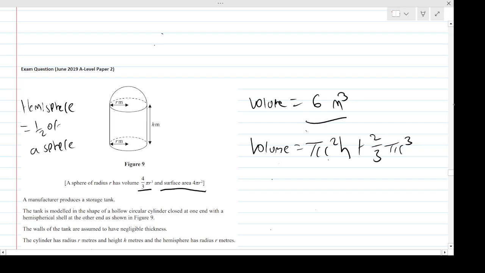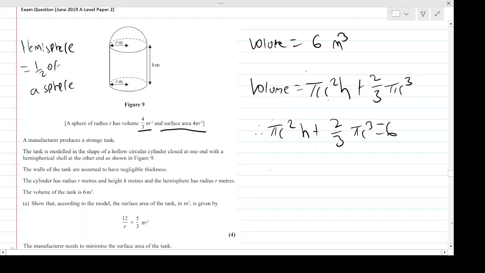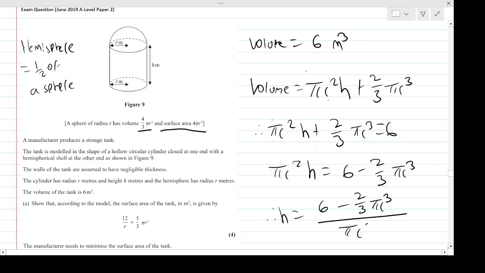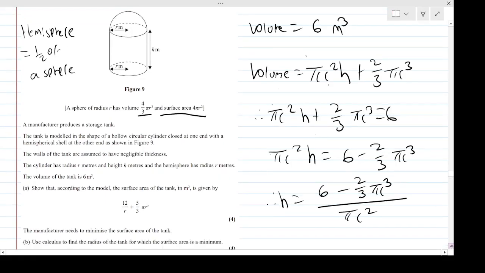I now need to equate that to 6, right? So therefore pi r squared h, add 2/3 pi r cubed is going to equal 6. And now I need to rearrange for h if we're going to substitute h into the surface area. So pi r squared h is going to be 6 take away 2/3 pi r cubed. Then I can divide by pi r squared to get h is 6 minus 2/3 pi r cubed all over pi r squared. Okay, I can now simplify this.